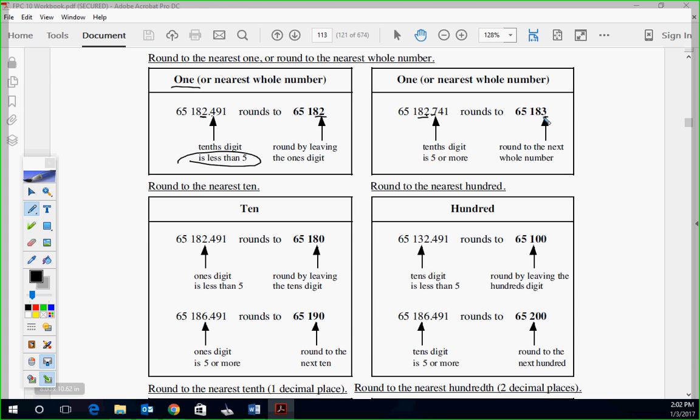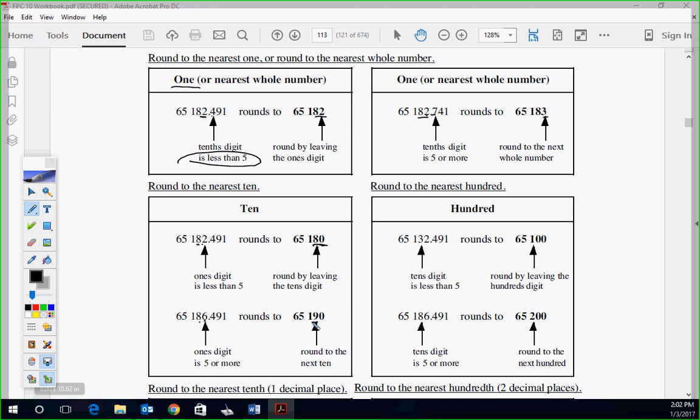Tens, so I go to the tens place. It's an 8. I look to the next digit, it's a 2. That means I keep it the same, so it'd be 80. All right, look here, I again have an 8 with a 6. 6 is higher than 5, therefore the 8 changes to a 9. Round up for the tens value.